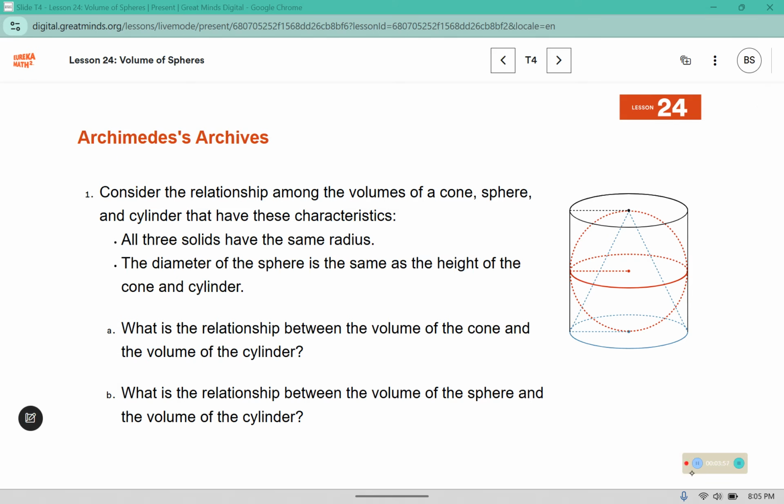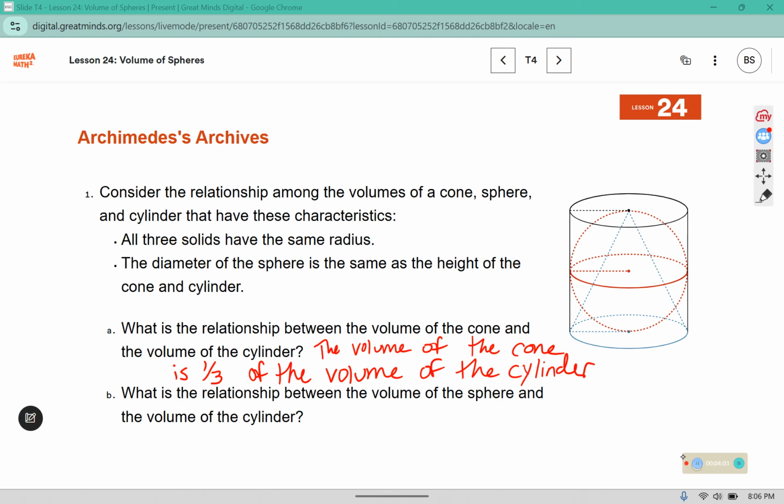We learned in previous lessons that the volume of the cone is 1/3 of the volume of the cylinder. What is the relationship between the volume of the sphere and the volume of the cylinder? Well, the cone takes up 1/3, and the sphere emptied out the other 2/3 of the cylinder, excuse me.